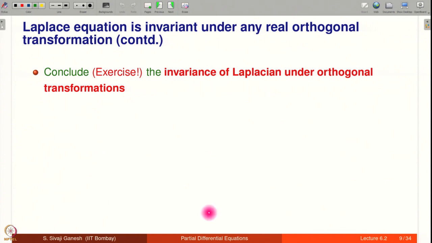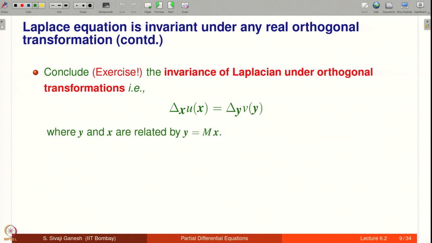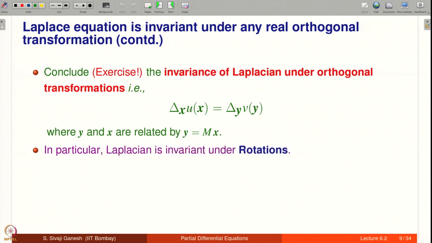Conclude the invariance of Laplacian under orthogonal transformations. That is, Laplacian with respect to x variables of u is the same as Laplacian with respect to y variables of the function v, where y and x are related by y equal to Mx. In particular, Laplacian is invariant under rotations.